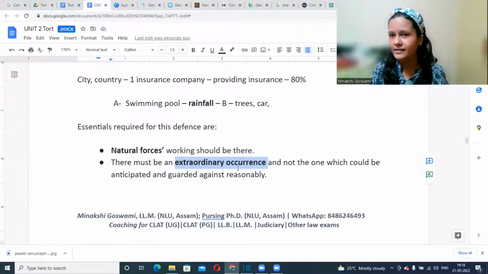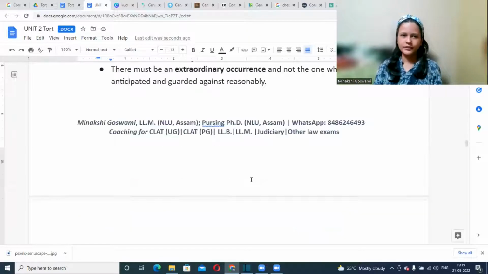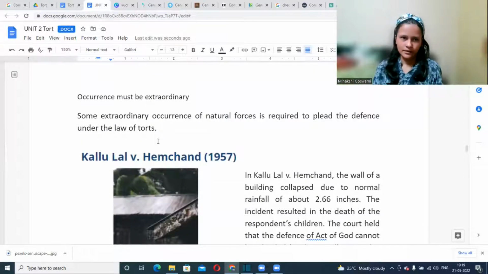So it depends on what place you are in and what is normal rainfall or the kind of weather there. It has to be an extraordinary occurrence and not something which could be anticipated and guarded against. In a place like Cherrapunji, it's raining almost every day, so people know and can expect that it would anyways be raining. So it has to be an extraordinary occurrence that we were not expecting. Two things we need to satisfy. So extraordinary occurrence is very much needed in order to prove that.